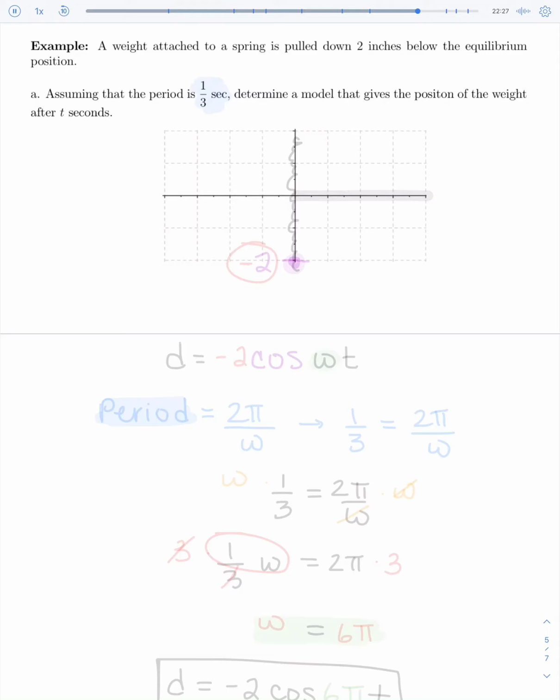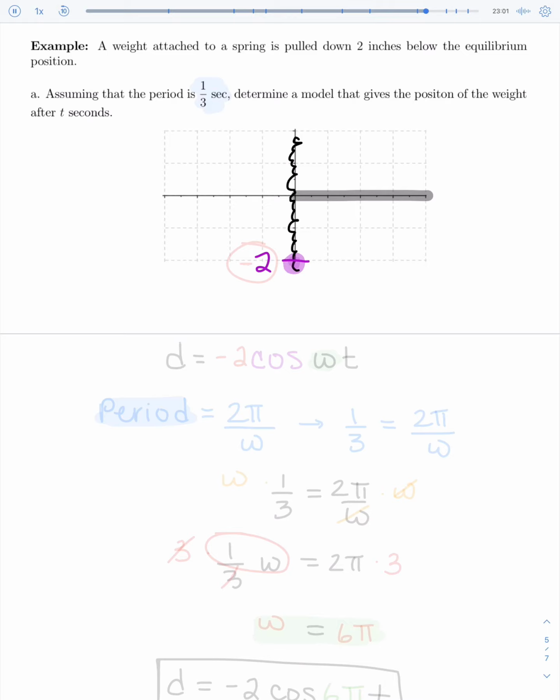On this next one, we have a spring, and we've got a weight attached to it again. And so we have our spring, and it's going to be pulled down 2 inches below the resting point. So we've got our resting point, which is again the x-axis. And then it was pulled down an extra 2 inches. So here it is down at the bottom, sitting here at 2 inches.